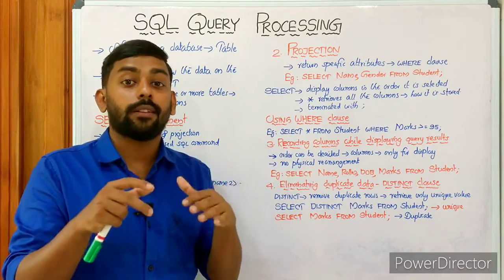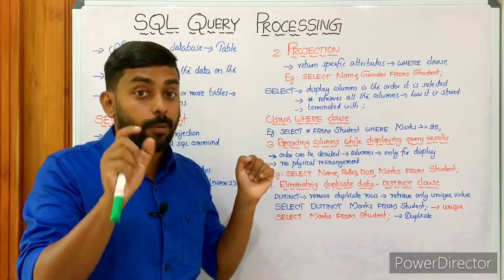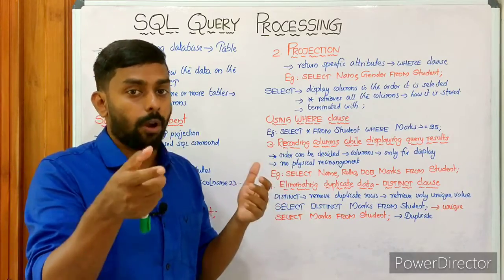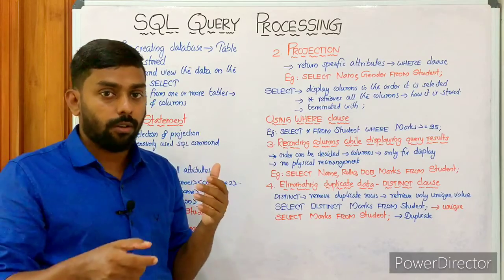Projection is used to select specific attributes or specific columns. Selection to rows, projection to columns, specific columns, of course. So this is how we can work with selection and projection. Hope you get the idea.